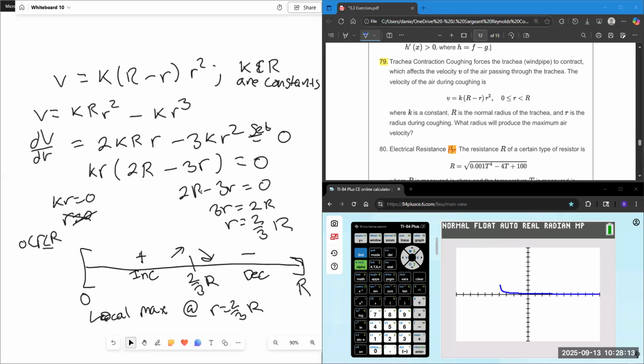We can plug that in and see what it is, but it didn't ask us. It just said what radius will produce the maximum air velocity. It didn't ask us for a formula in terms of k, capital R and lowercase r to calculate maximum velocity. So that's it for that problem. That's it for this section. We'll come back next time and talk about section 3.4, suggested homework problems. See you for the next video.